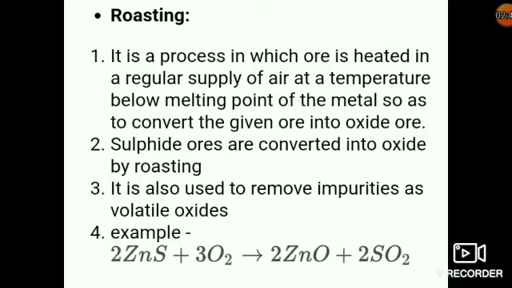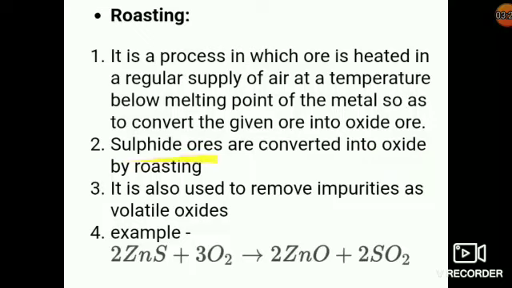Now in the roasting method, the ore is heated in a regular supply of air. Air means it is heated in excess of oxygen at a temperature below the melting point of the metal, so that it can convert into the oxide ore. So you have to remember, in the roasting process the ore is heated in excess oxygen, and the heating is done below the melting point of the metal, so that you get the metal oxide ore. Generally sulfide ores are converted into the oxide by roasting.